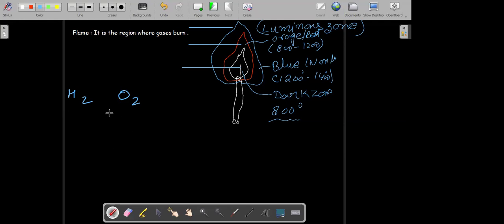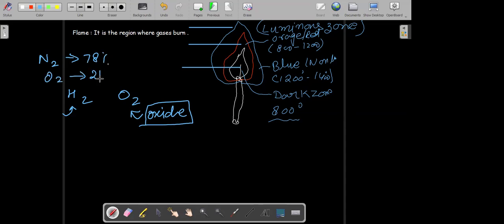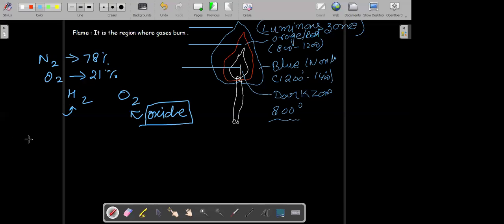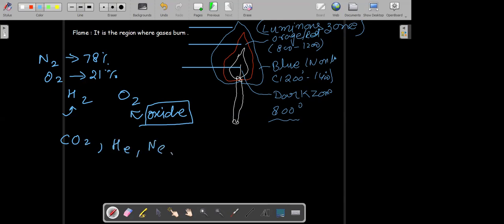Whatever substances react with hydrogen are generally supposed to form hydrides, and if a substance reacts with oxygen, it is called an oxide. Now in our atmosphere, which gases are present? Nitrogen, 78%. And oxygen, 21%. The other gases in the remaining 1% are carbon dioxide, helium, neon, water vapors, and argon.